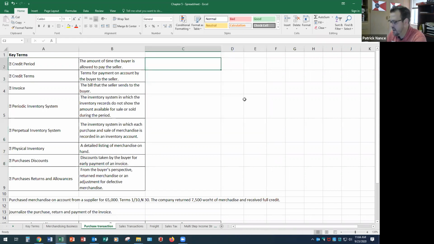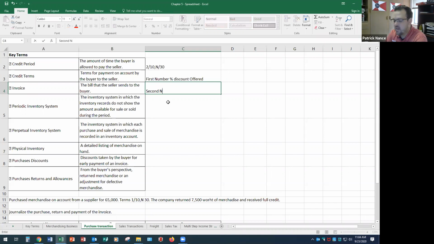So the invoice will say a number, and let's say it's 2, then a slash and then another number, and then a comma, then usually an N, and then another slash and then another number. So here's what these numbers mean. First number is the percentage discount offered. In this case, the first number is 2, so I'm offering a 2% discount. The second number after the slash is the number of days that it needs to be paid in order to get the discount. So in this case, you get a 2% discount if you pay within 10 days.